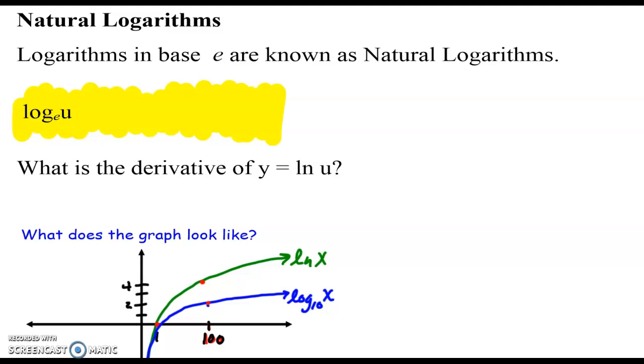Today we're looking at 7.1 Part 2. This starts on page 4 of your notes and goes to page 7. We're going to talk about natural logarithms. Logarithms in base e are known as natural logarithms. So you can see it written here.